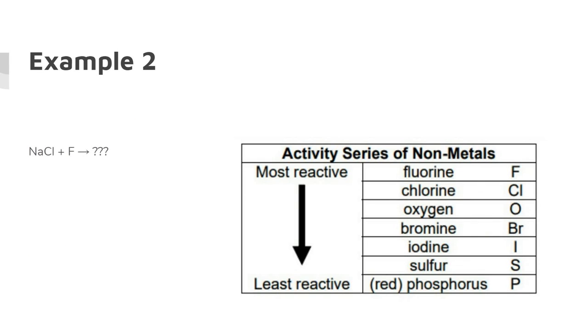Example 2. Sodium chloride will react with fluorine. So the first thing we have to do is find chlorine and fluorine on the activity series. Considering that chlorine and fluorine are both nonmetals, we'll be using the nonmetal activity series. Fluorine, which is at the very top, is higher than chlorine. Therefore, fluorine will be replacing chlorine. Because fluorine is more reactive than chlorine, this reaction will take place. And when sodium chloride reacts with fluorine, we will see that it produces sodium fluoride and chlorine.